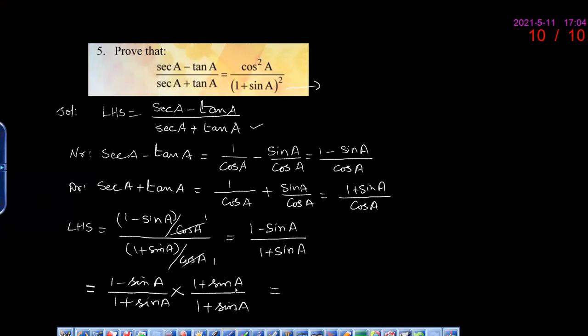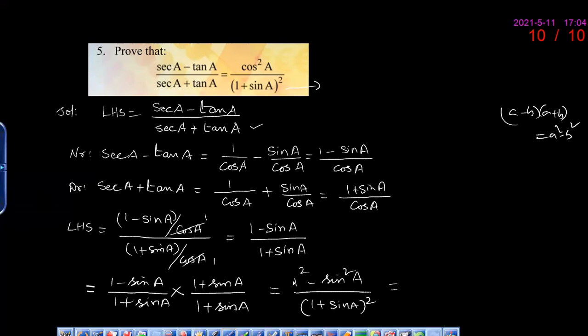1 minus sin A into 1 plus sin A. Again a minus b into a plus b is equal to a square minus b square. So 1 square minus sin square A divided by 1 plus sin A into 1 plus sin A. This will give you 1 plus sin A whole square. So we got our denominator. Let us see whether we'll get the numerator or not. 1 square means 1. 1 minus sin square A is, yes, cos square A. So cos square A divided by 1 plus sin A whole square.